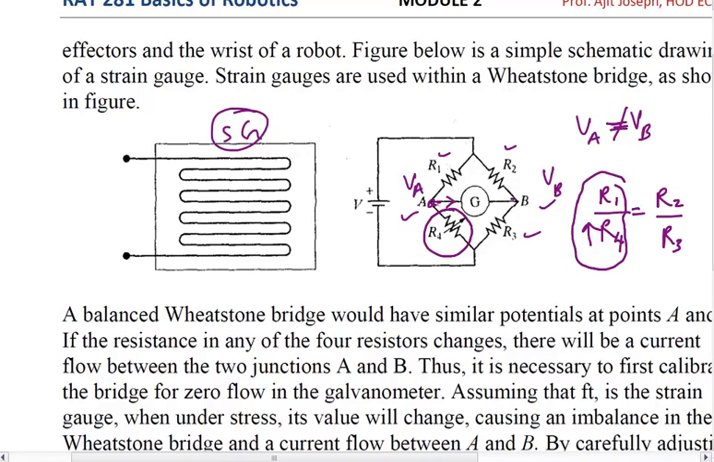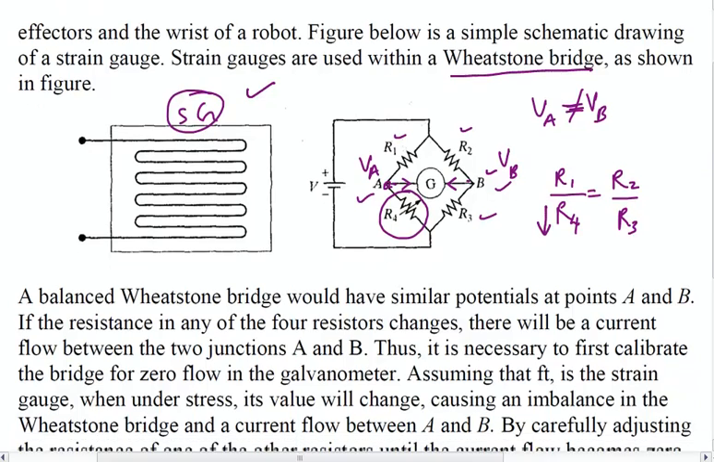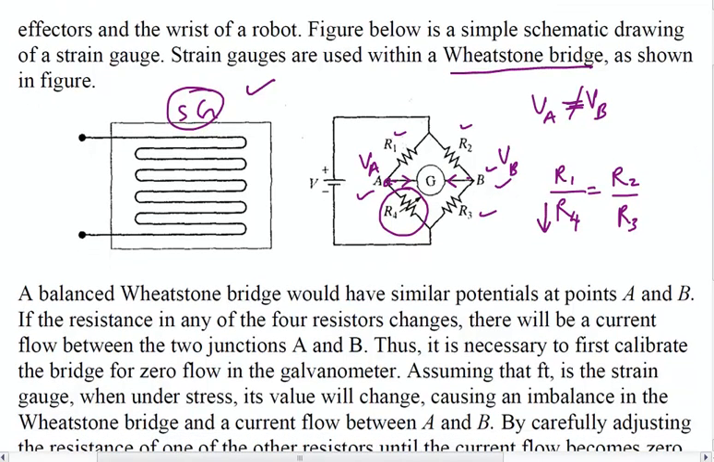Anyway, suppose if it is flowing from A to B, then the opposite effect will happen when the resistance goes down. So if the resistance is going down, then the current that is flowing will be in the opposite direction, because in that case the potential of B will be greater than potential of A. So using a strain gauge with the Wheatstone's bridge, we will be able to find out what is the change in resistance.